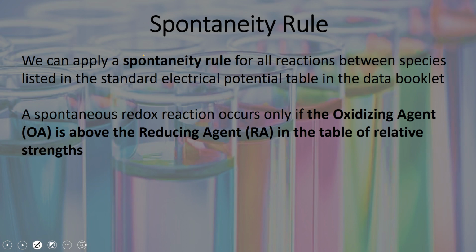All right, and so that takes us to the spontaneity rule for all reactions. Did I get you guys to write this down? So a spontaneous redox reaction will occur if the oxidizing agent is above the reducing agent on the table. So a spontaneous reaction occurs if the OA is above the RA on your table. So your OA has to be above your RA in order for a reaction to occur.